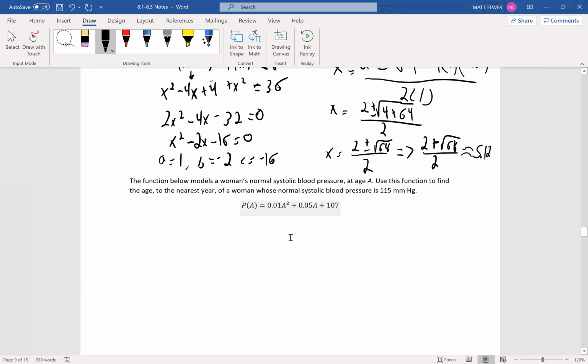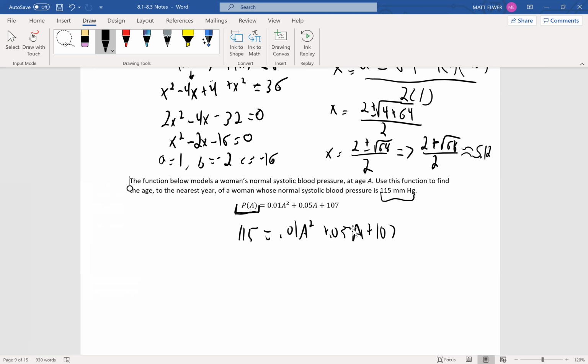So we have this formula here, right? We're given this function, and we need to find out what A is equal to, because we don't know what that is yet. But we do know what P of A is, right? P of A is just the 115 mmHg, right? That's what her normal blood pressure is. So I know that P of A is equal to 115, and I know that's equal to everything on the right side: 0.01A squared plus 0.05A plus 107.